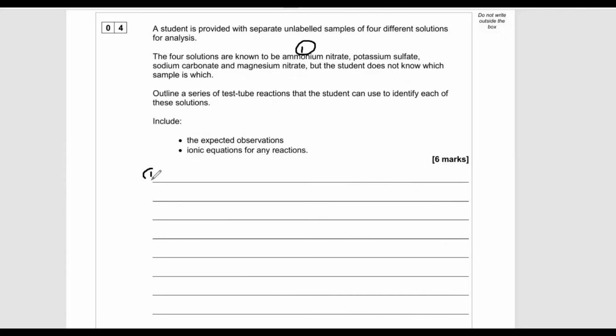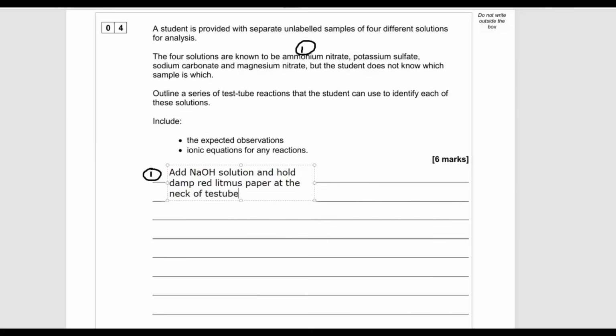So ammonium nitrate's the first one. I want to test for the presence of ammonium ions. Hopefully you know the ammonium ion test. Why don't you grab a pen and paper, scribble it all down, and then unpause, and I'll go through it. So what you want to do for the ammonium nitrate is add sodium hydroxide.